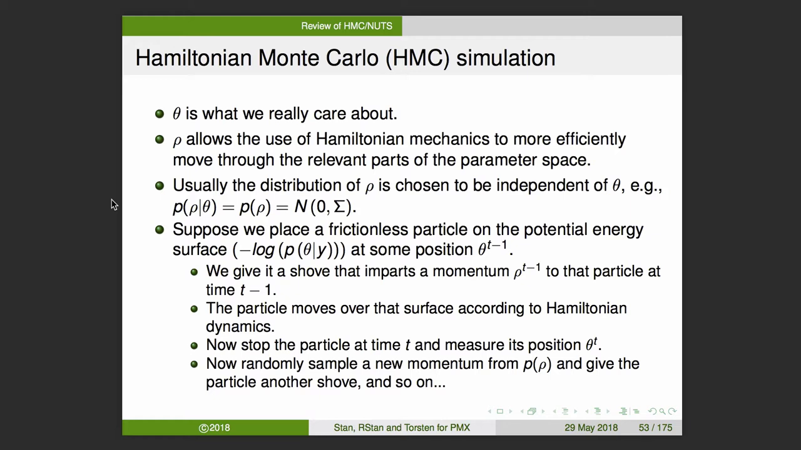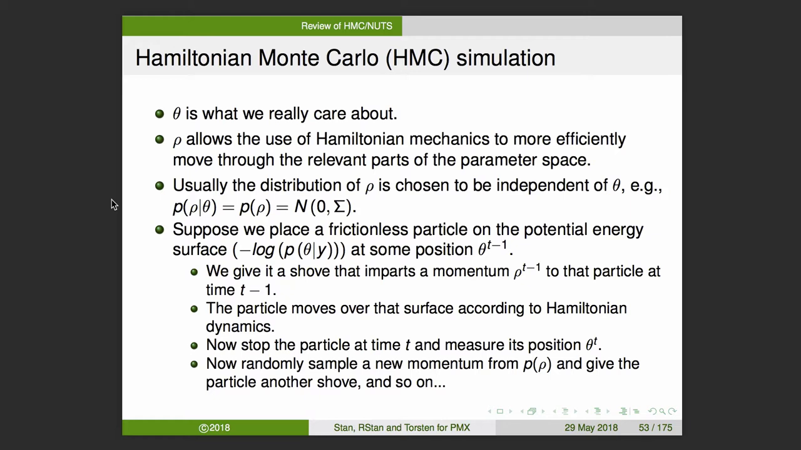So we're working with a Hamiltonian, so let's carry on our physical analogy. Let's say we put some frictionless particle on our potential energy surface here. And our potential energy surface, again, is minus the log of our joint posterior. Because I've taken minus here, basically higher probability is lower value on this thing. So if you think of this as a surface, maybe with gravity pulling things, the tendency is then higher probability is lower. So we place it there.